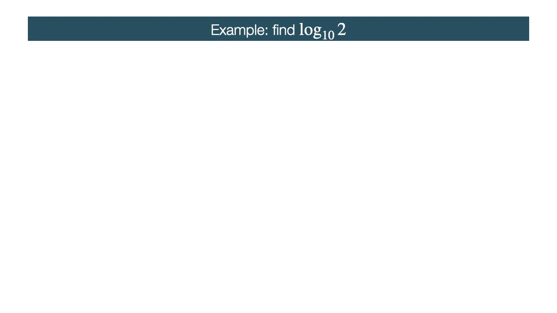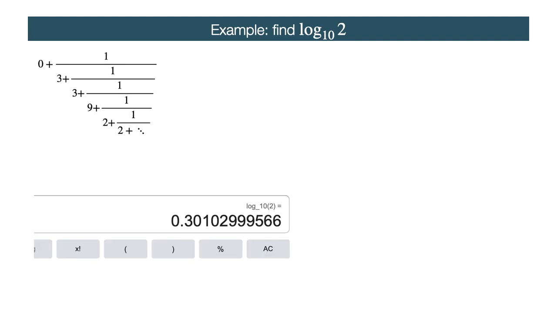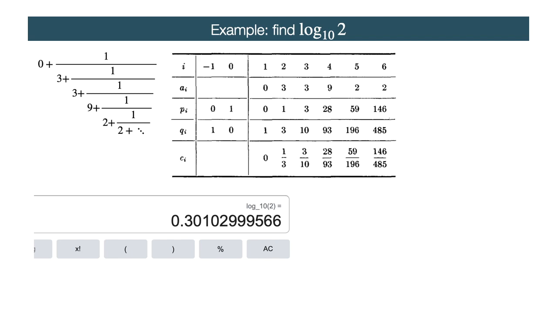So let's go back to log base 10 of 2. Here is the continued fraction, and here's what it is when you Google it. Now we can see that the second convergent is already pretty accurate, and so is the third. Now let's see what's the sixth convergent. It's pretty much the same. And if you continue to do this a few more times, you'll get a very accurate answer.